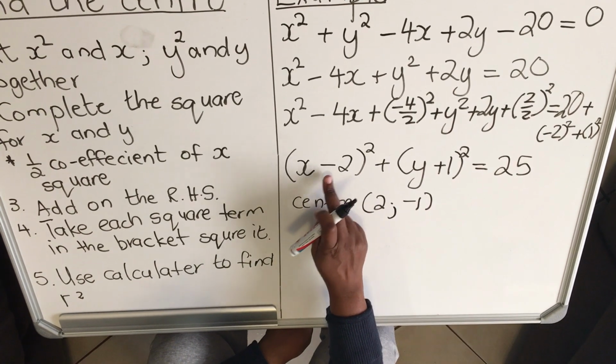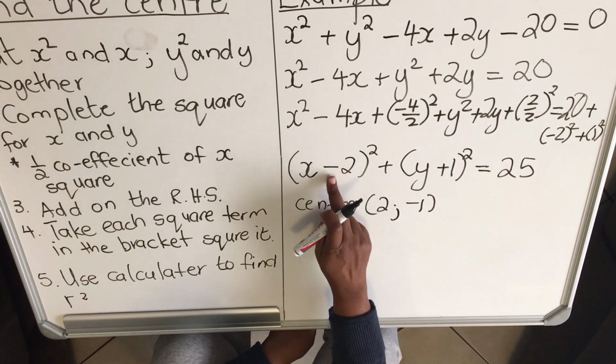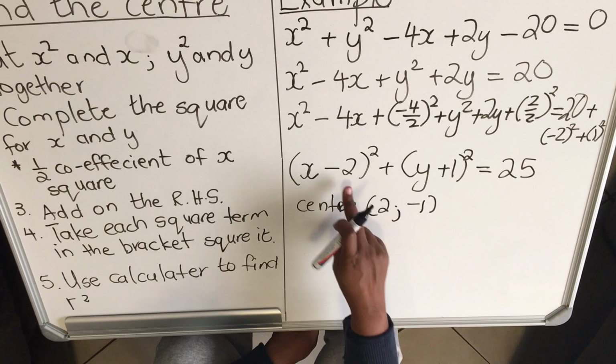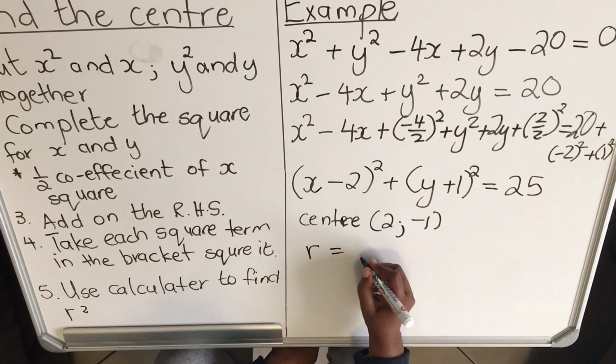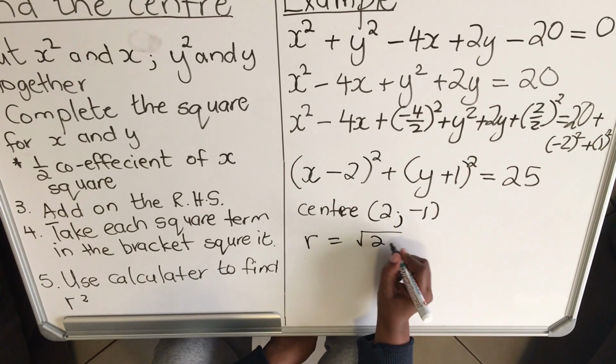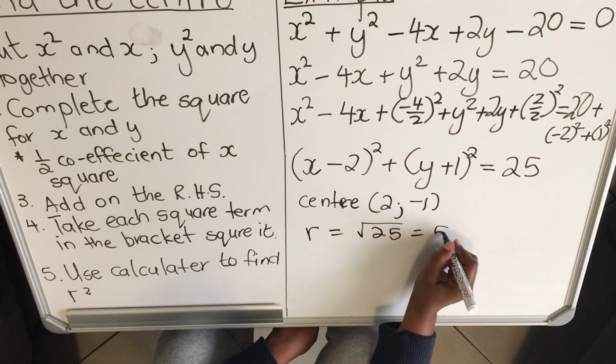You remember the formula says x minus a. So every time you take it as a center, you need to change the sign. And then your radius is the square root of r squared, the square root of 25, which is 5.